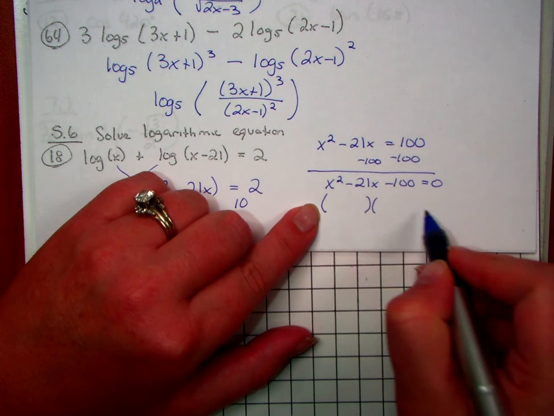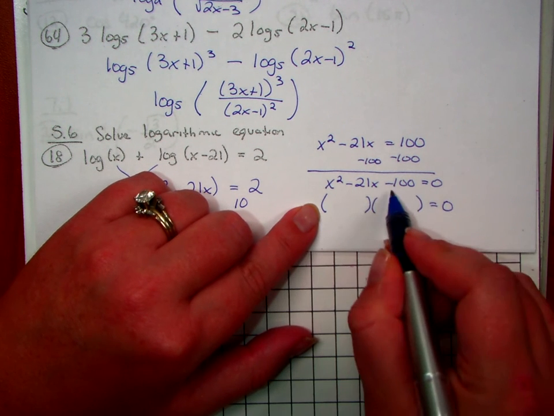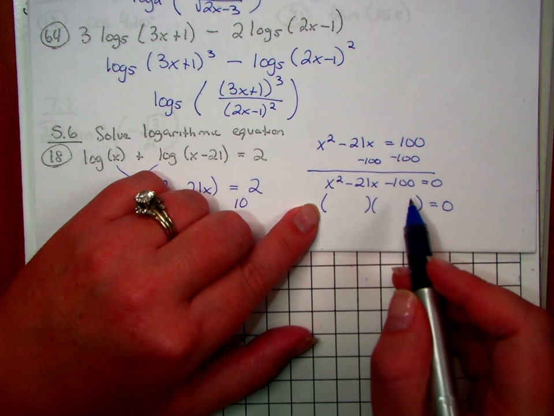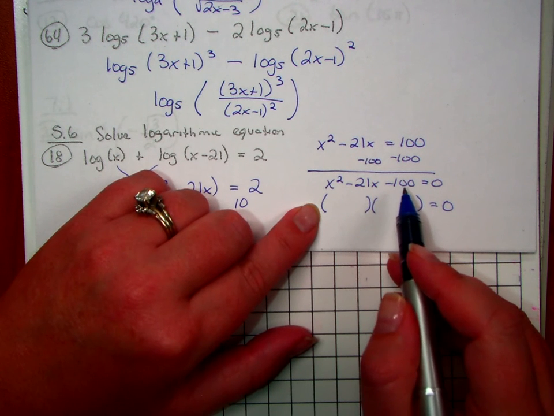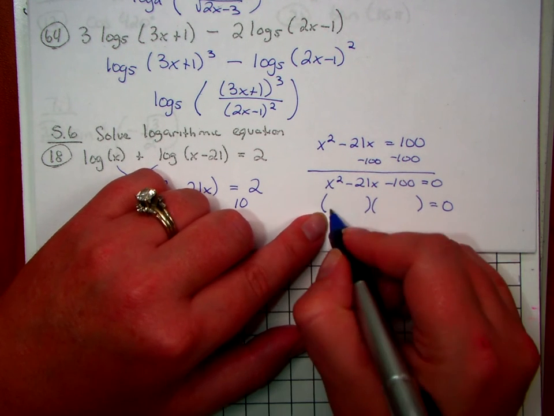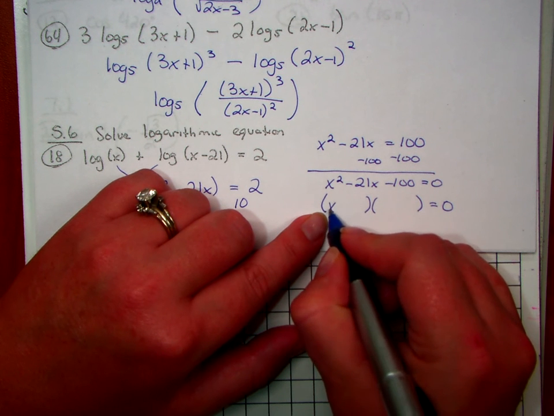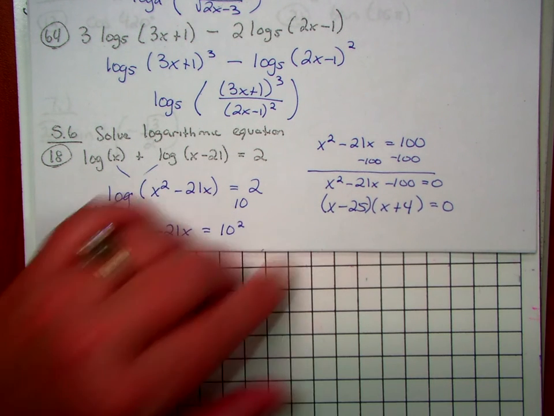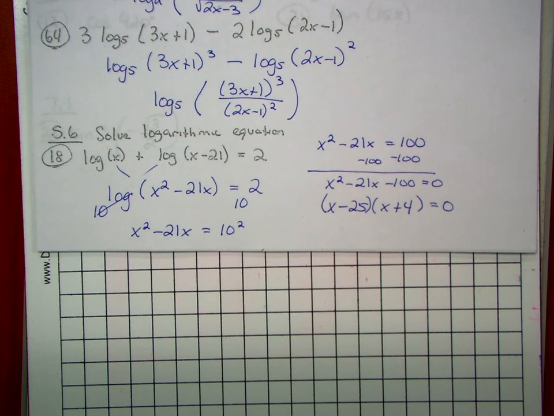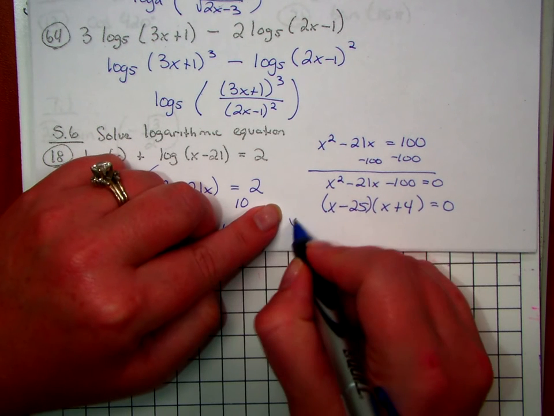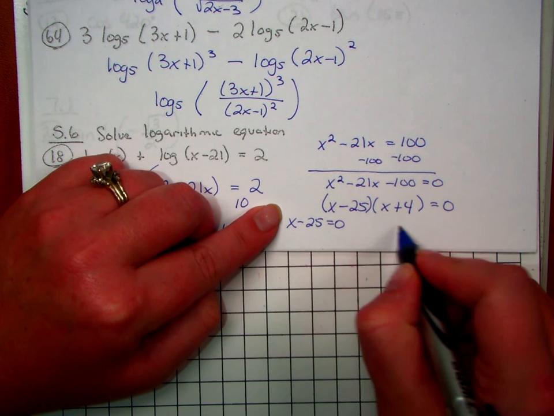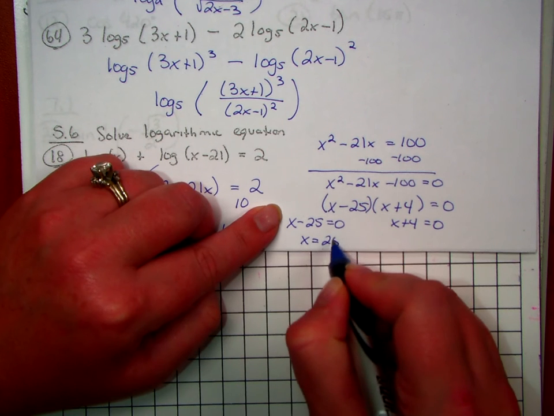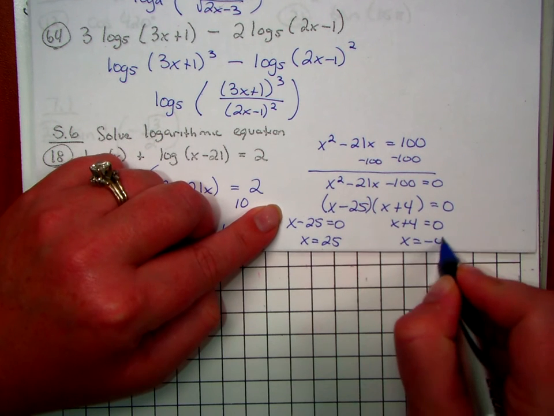What multiplies to negative 100 and adds to negative 21? 25 and 4, right? So the 25 should be negative, and the 4 should be positive. And so we get x minus 25 and x plus 4. Set each factor equal to 0, and we get x equals 25 and x equals negative 4.